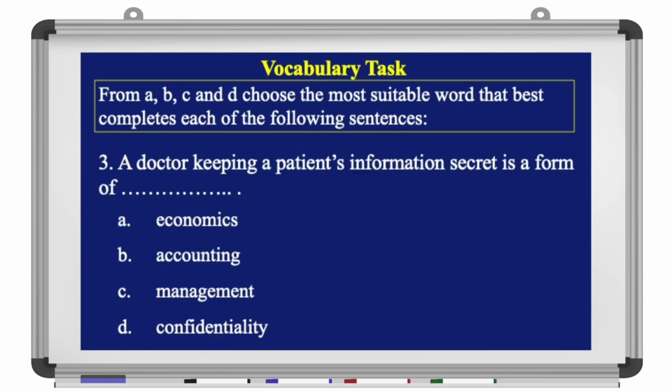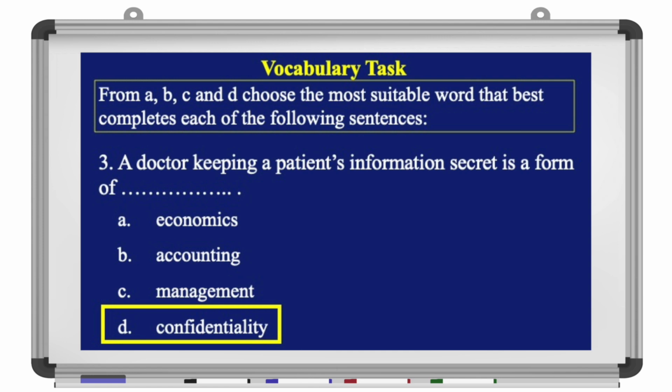A doctor keeping a patient's information secret is a form of, so a doctor that has a patient and is keeping his patient's information secret. This is considered what? Economics, accounting, management, or confidentiality. I think you can figure out this one. Confidentiality. Excellent job. Well done.